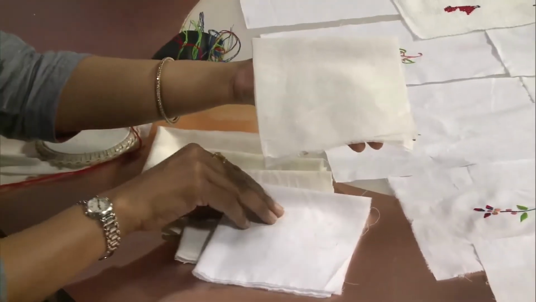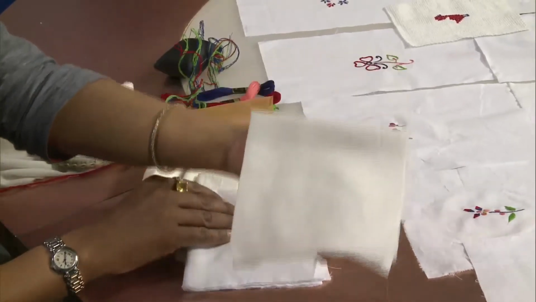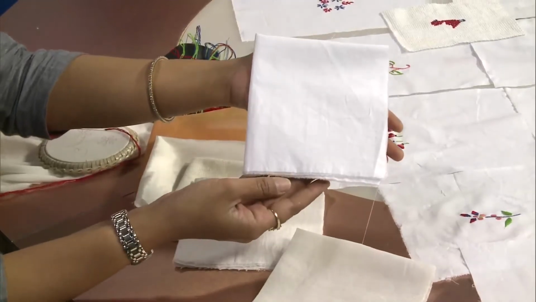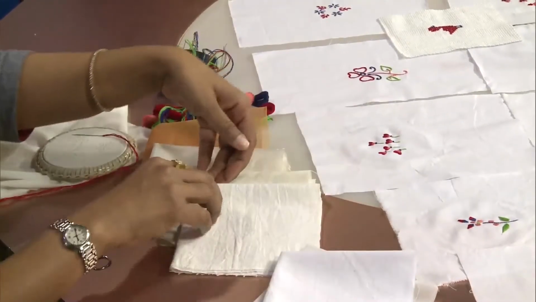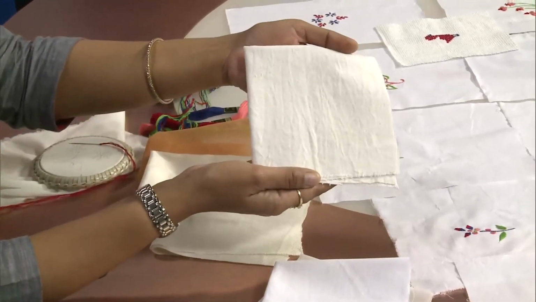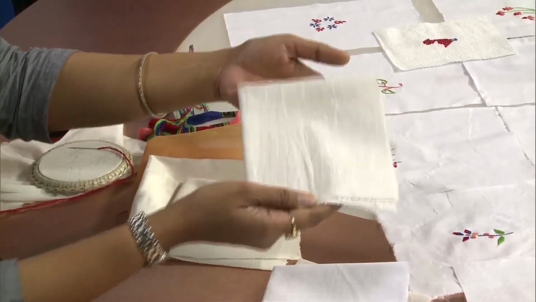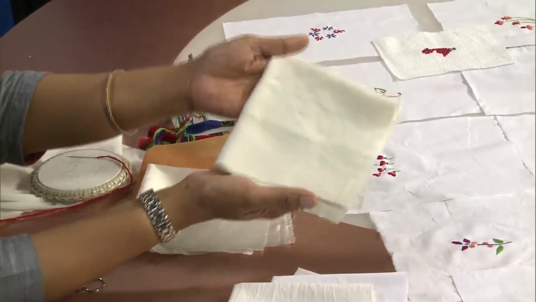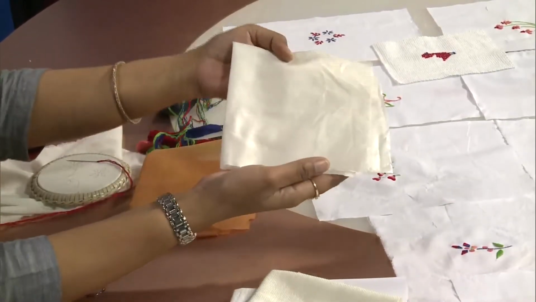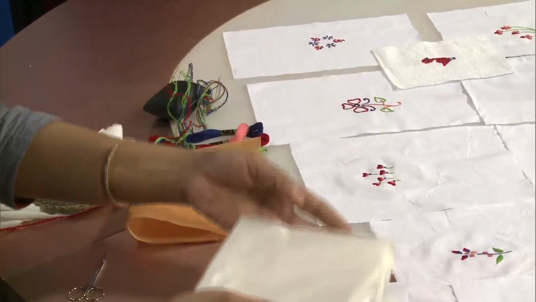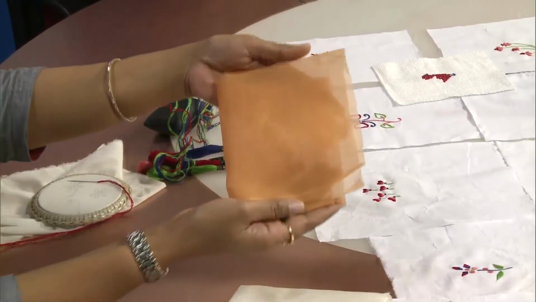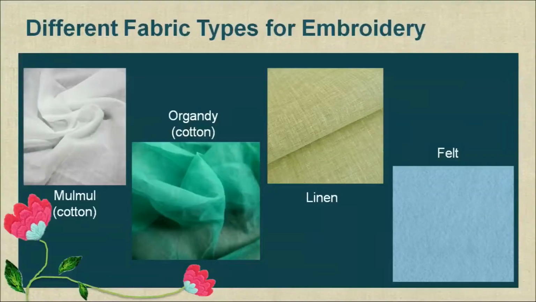We have cotton in different weights. So we have malmal, which is very light, medium weight cotton, a little heavy fabric can be khadar. Then we have wool on which we can do embroidery, silk and organdy. And there could be other materials like linen, the suti, felt, etc.